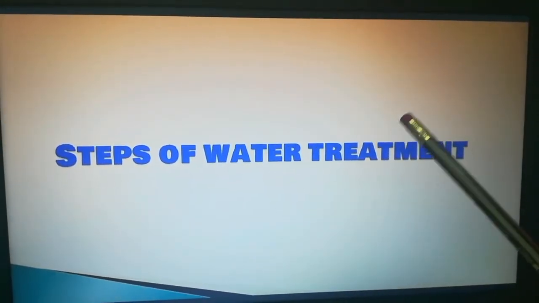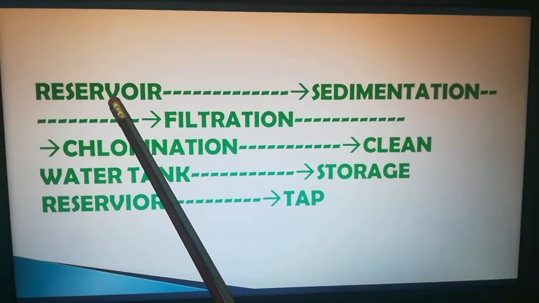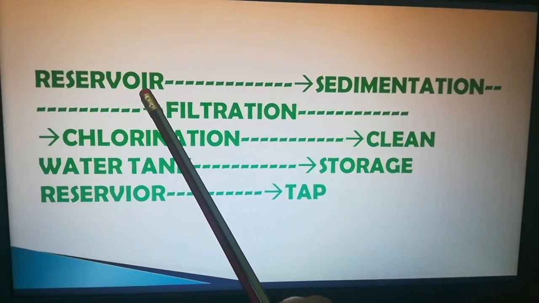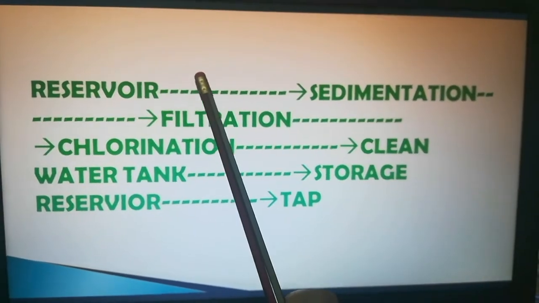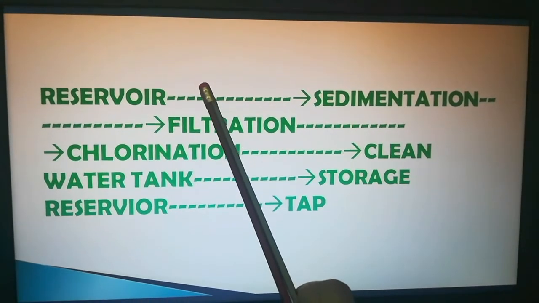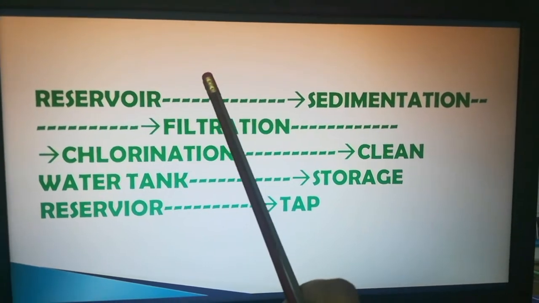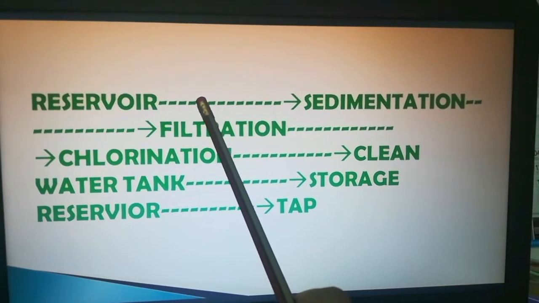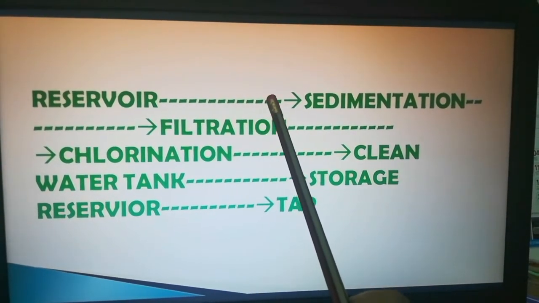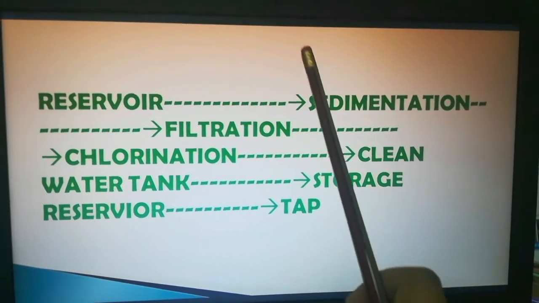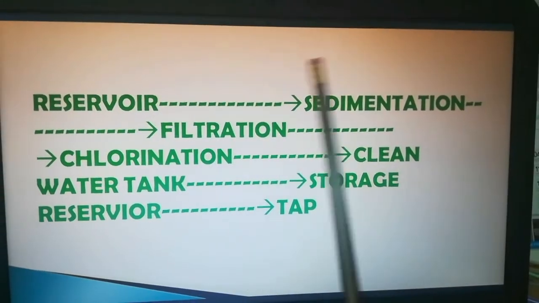Steps of water treatment in the form of a flow chart. Let's see it in the form of a flow chart. The water from the reservoir is passed to the sedimentation tank. Before that, chemicals like coagulants, such as sodium silicate and calcium carbonate, are added and it undergoes coagulation. What does it do? It brings the small colloidal particles together into larger particles, so that they settle down easily.